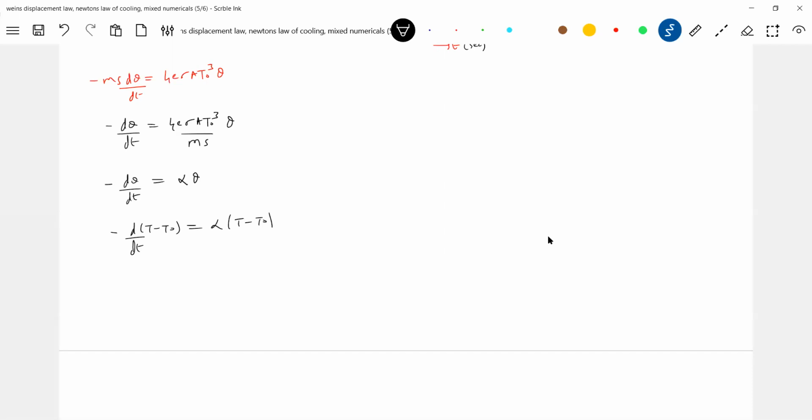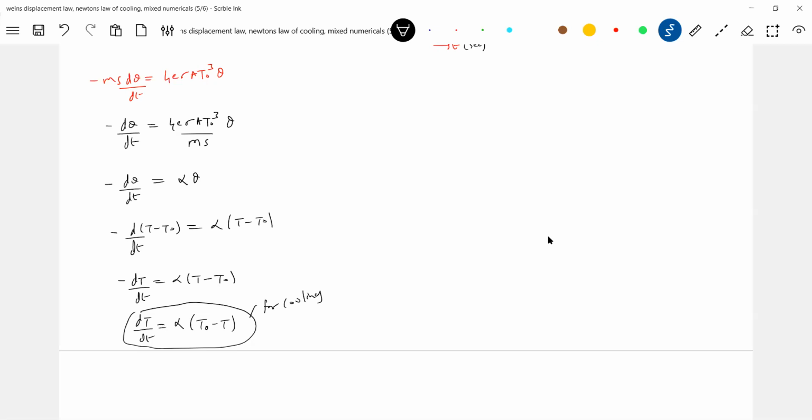Okay, differentiating this will become minus dT by dt equal to, or this will become dT by dt is equal to alpha times T naught minus T. This is called, like, the formula for cooling of an object. I just brought it here. So what is this? The rate at which temperature decreases, no?